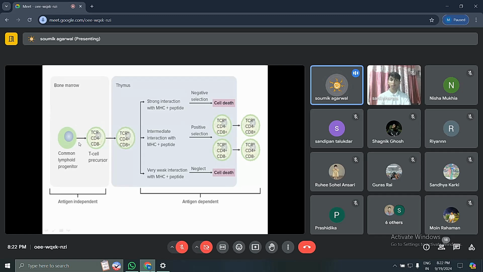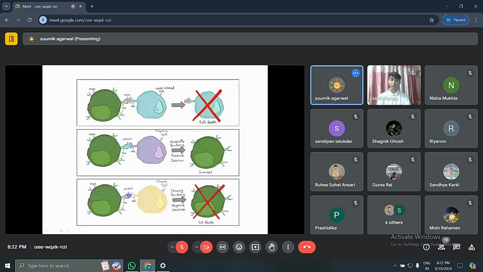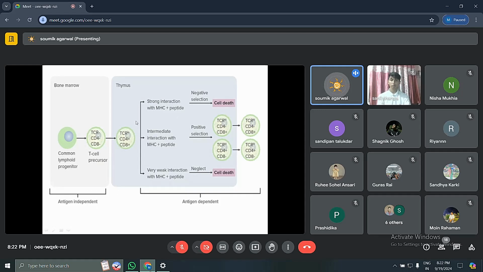From here, it will go into the thymus. What will happen? These precursor cells, where they are residing inside the thymus, the thymus will test whether these cells have the capacity to become a functional T cell or not.